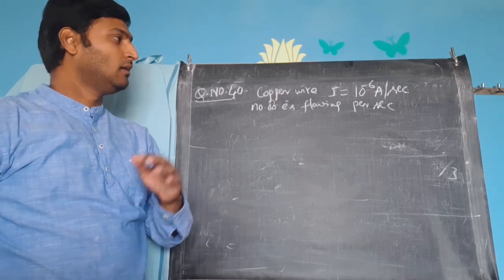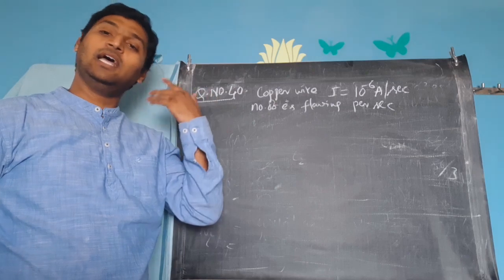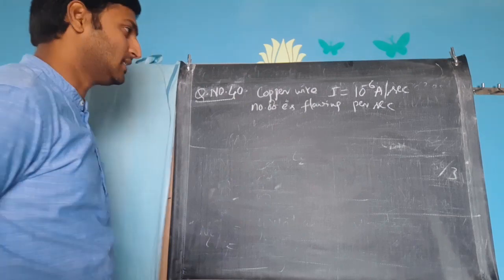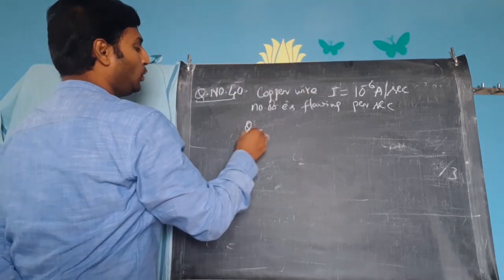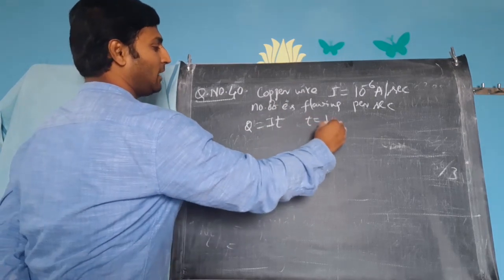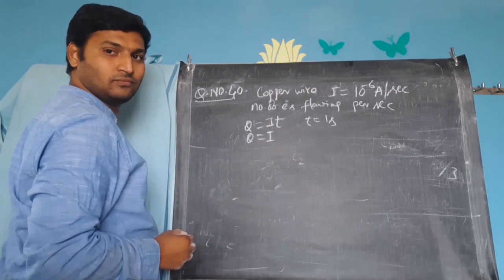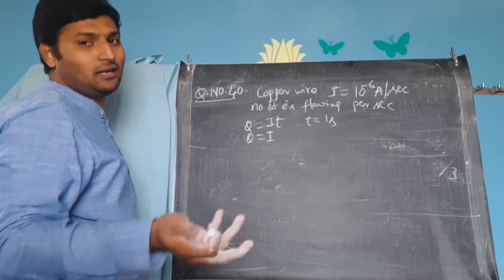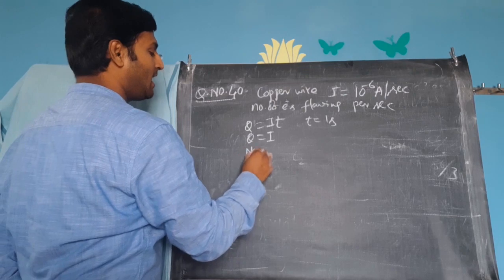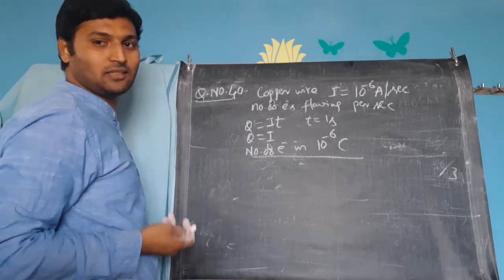Frankly speaking, it is not electrolysis, not the concept of conductance, nothing. It is a basic science question. It can be answered simply. You know Q is equal to I into T. He is saying per second, so time is 1 second. Now, when time is 1 second, Q will be equal to I. So whatever current he has given is nothing but charge, in coulombs. So he is indirectly asking the number of electrons in 10 power minus 6 coulombs. That is the question, that's all.